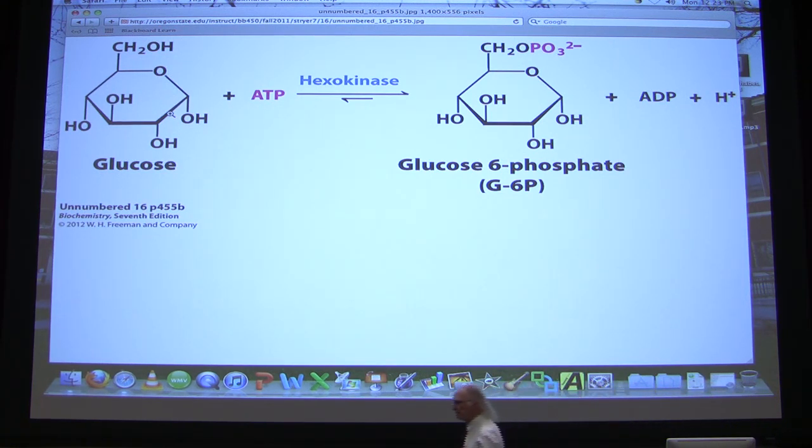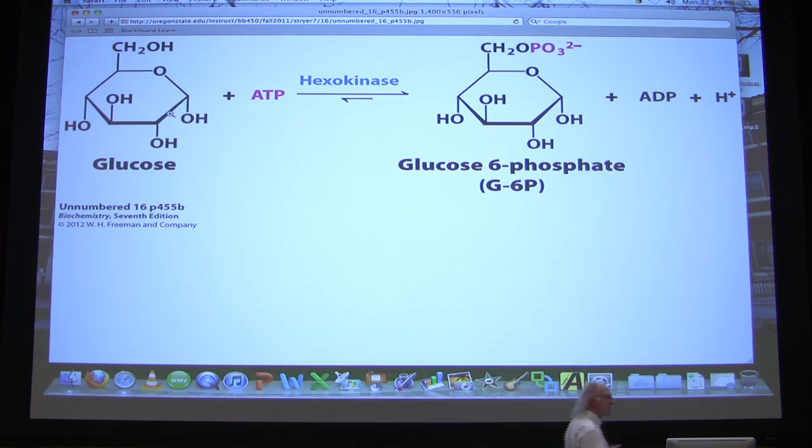Now, I'd like to think about this reaction. What if we were to try to do this reaction with phosphate instead of ATP? The enzyme will actually do it. And if we measure the delta G0 prime for the reaction using phosphate instead of ATP, what we discover is that the delta G0 prime for the reaction is very positive.